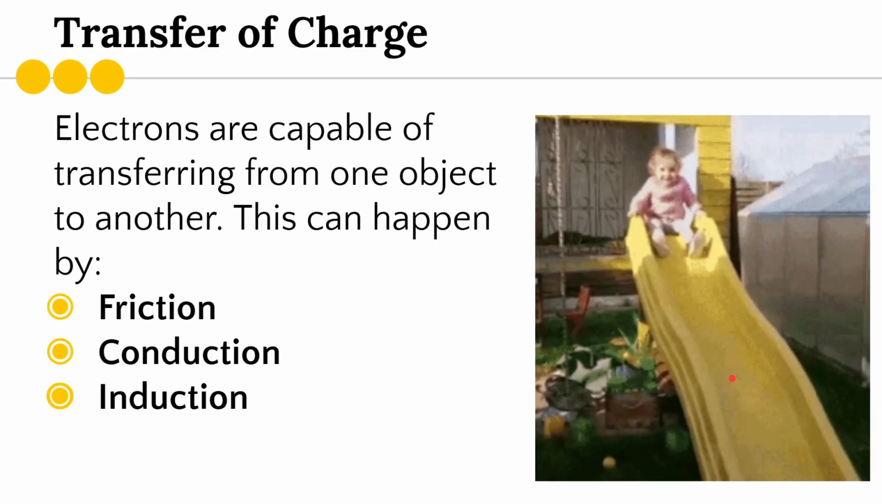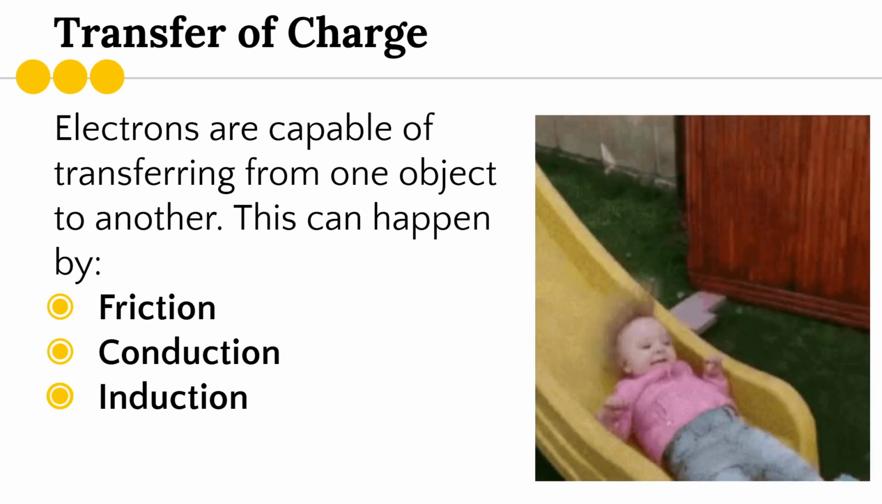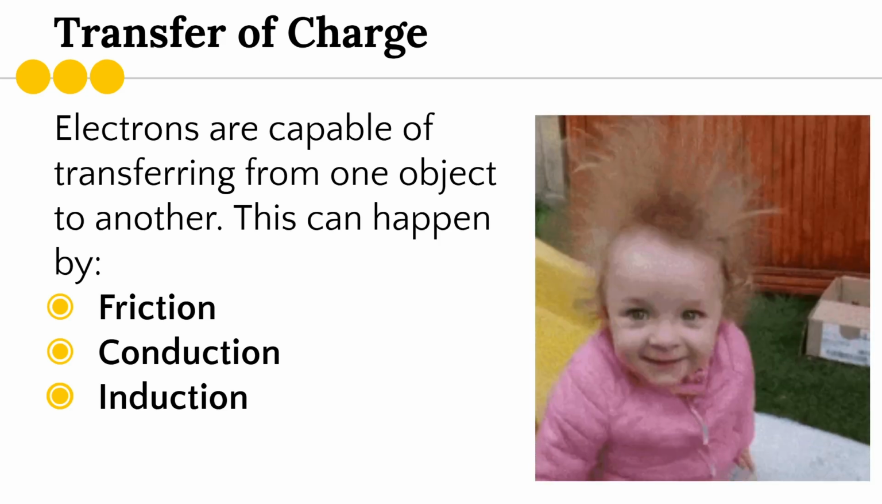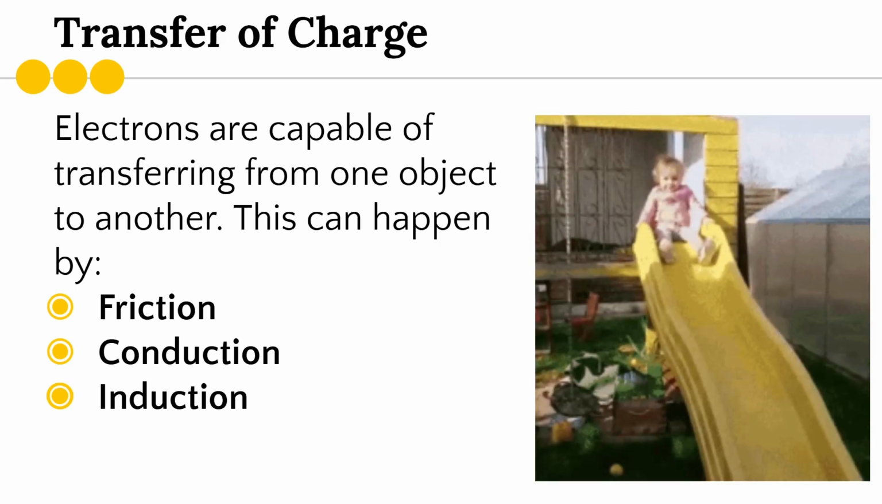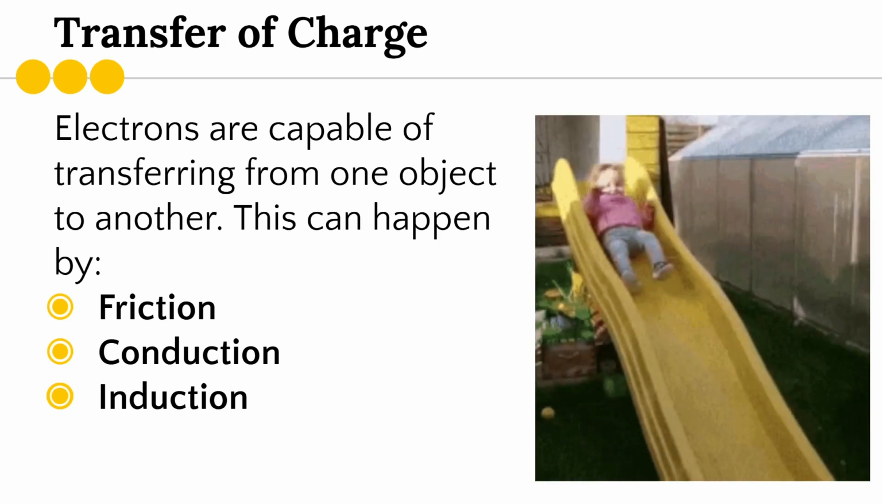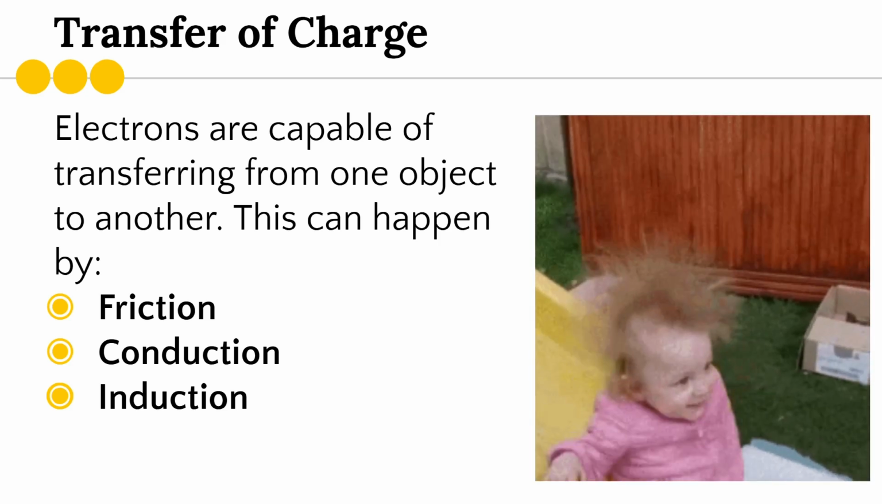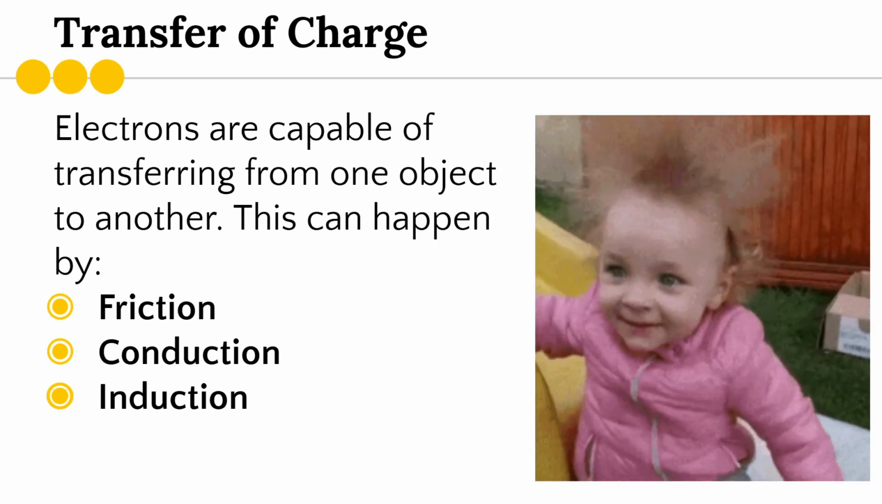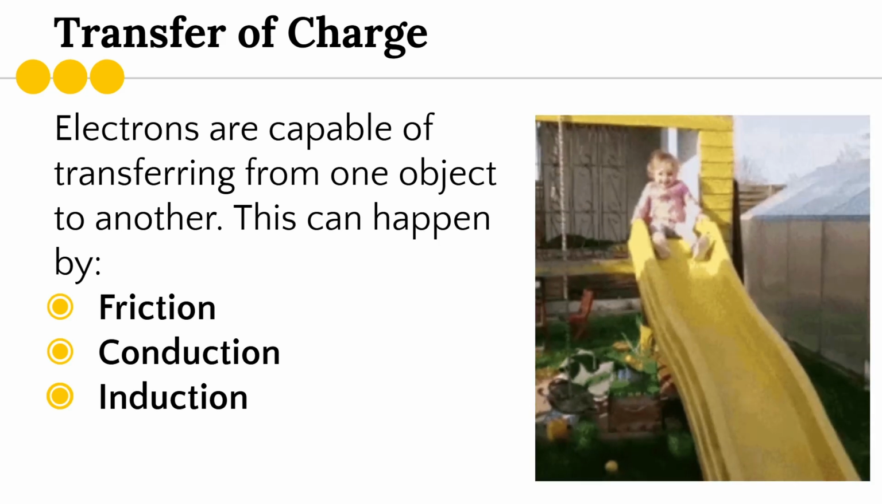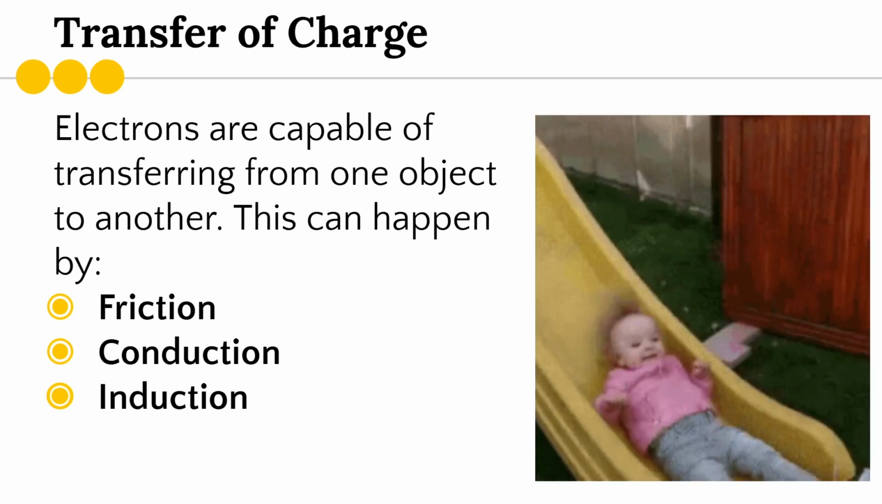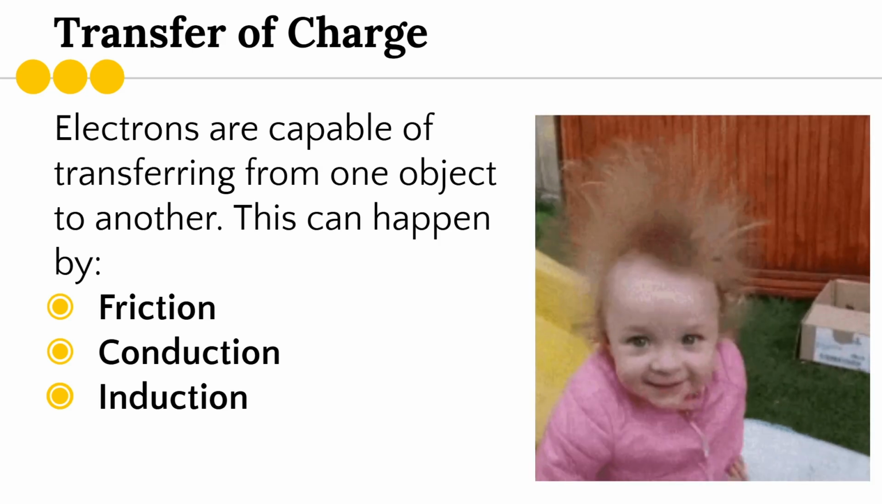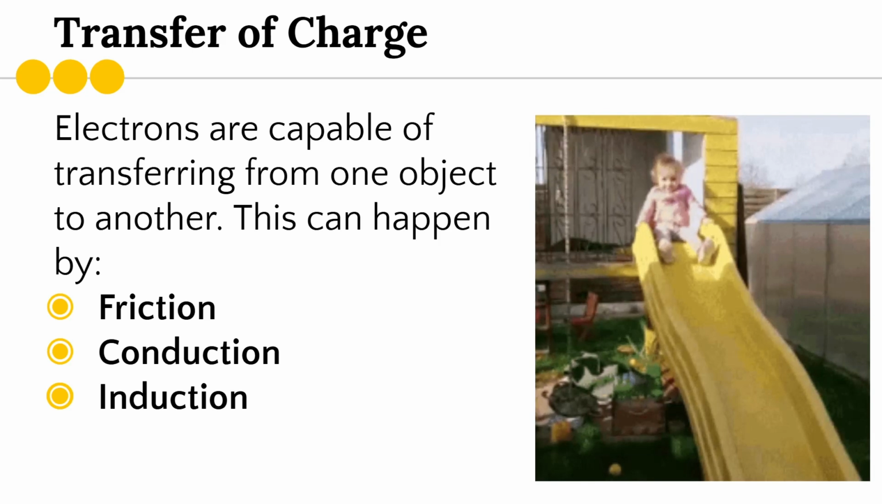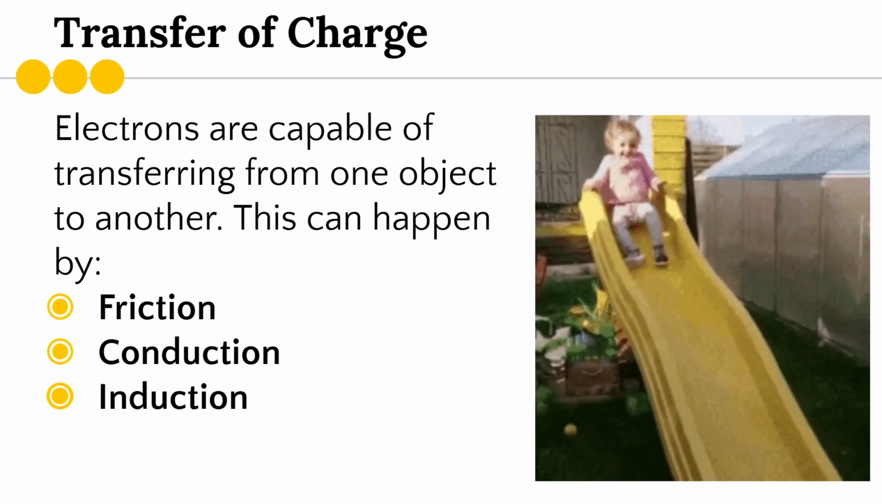All right, so again, electrons are capable of transferring from one object to another, which is how the comb ended up with the charge in that last one, or like this cute little girl on the slide, crazy hair at the end, because it's the same idea. There is a transfer of charge, and her body is either losing a bunch of electrons or gaining them. We're going to look at which way those things move in a second.